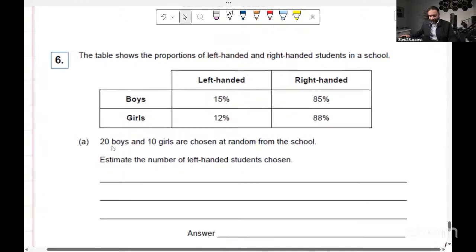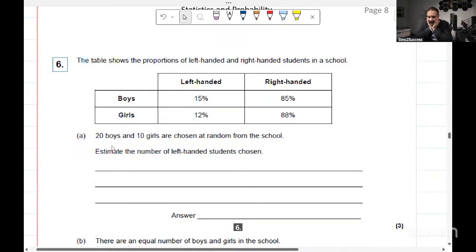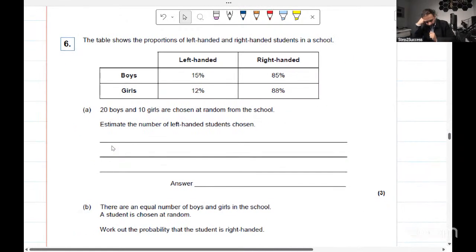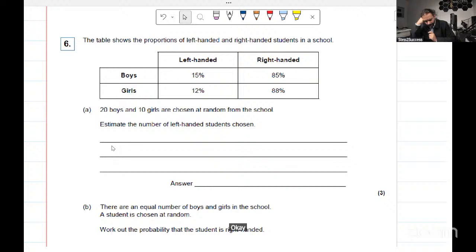6. The table shows the proportion of left-handed and right-handed students in a school. Okay. 20 boys and 10 girls are chosen at random. Estimate the number. That should be easy enough. 6B.